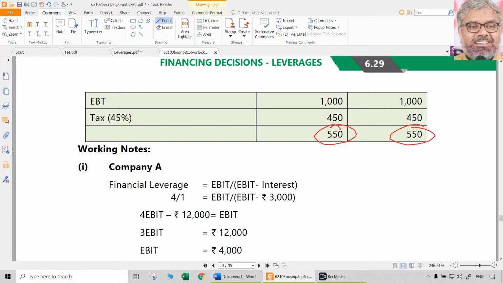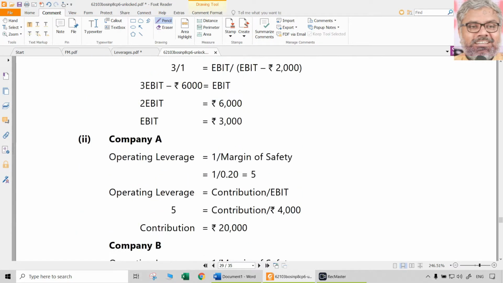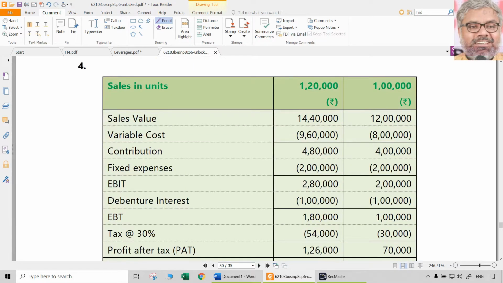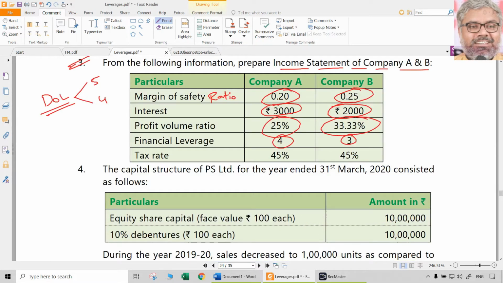But working notes have to be clearly shown. All the calculations have to be presented well also in order to obtain full marks. That was question number 3.